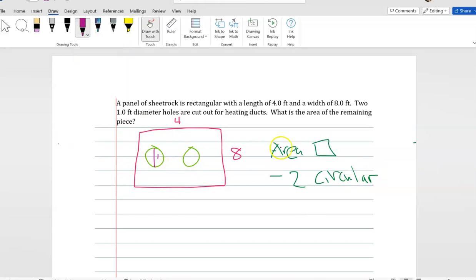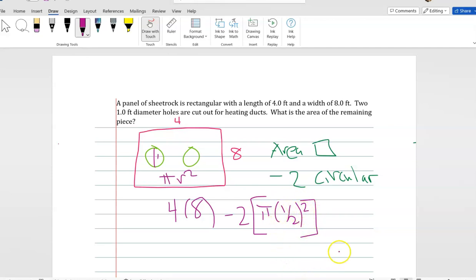So the first thing I'm going to do is find the whole area. So the whole area is 4 times 8, right? Then minus, in here, each of these, right? Well, what is the area of a circle? The area of a circle is pi r squared. So if the diameter is 1, then the radius is half of that, so 1/2. So then this is pi times 1/2 squared.